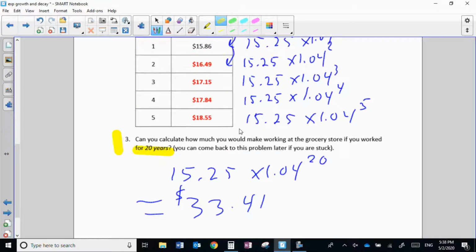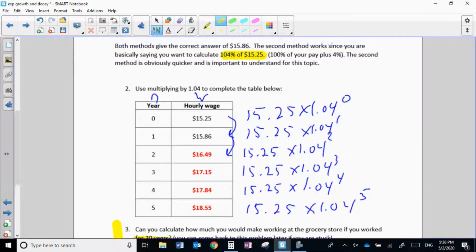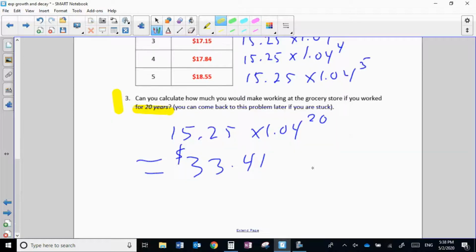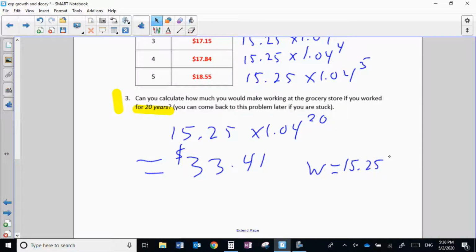We can also come up with an equation for this. Let's use N for the year. Number of years, it's common to use N for that, and W for the wage. Well, the equation of this relationship is W equals 15.25 times 1.04 to the power of N. Sorry about that. And there's your equation. Take a look at the next one.